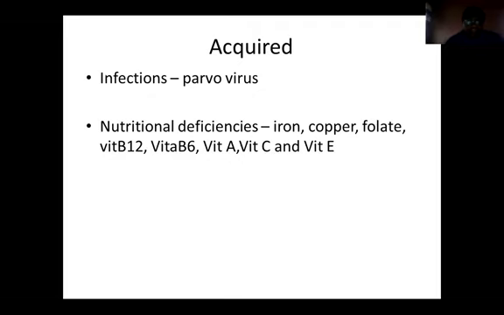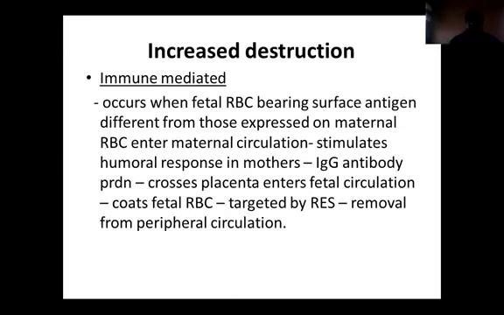Now, what are the acquired causes? I already told infection. Parvovirus B19 is the most common virus, and other things are syphilis, HIV. Nutrition: iron, copper, folate, vitamin B12, vitamin B6, A, C, E.